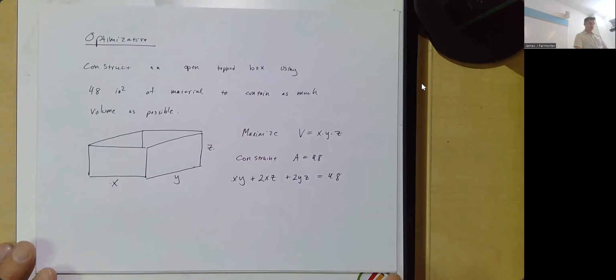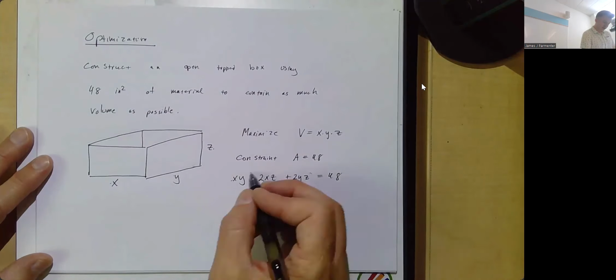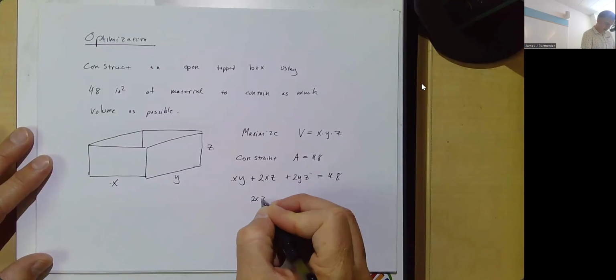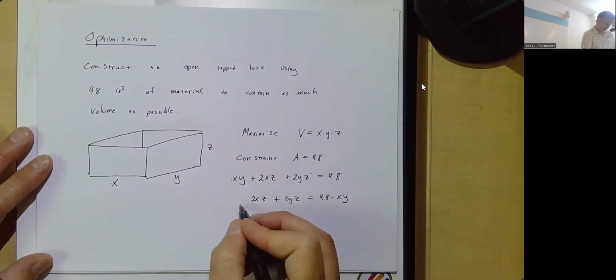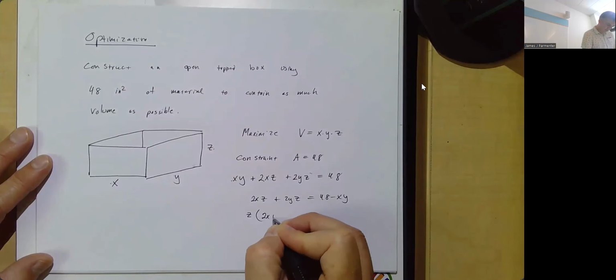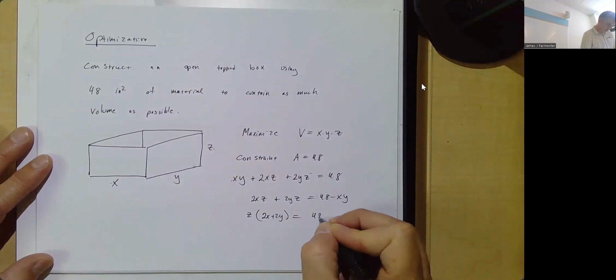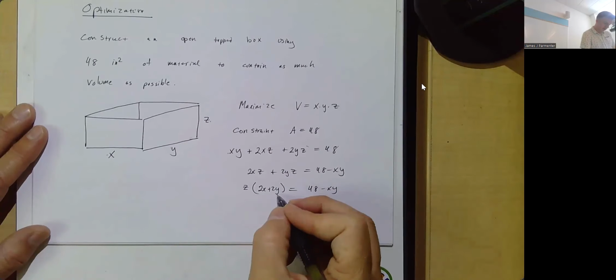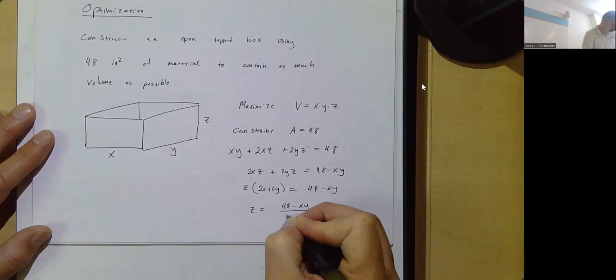Now what we're going to do is isolate one of these variables. Usually it's in our interest to pick z because we're used to working with functions of x and y. So I'm going to isolate z. Just watch for a second. I'm going to leave these two things on the same side, so I have 2x times z plus 2y times z equal to 48 minus xy. Factor out a z: z times (2x plus 2y) equals 48 minus xy. Then divide by 2x plus 2y. So z equals (48 minus xy) divided by (2x plus 2y).